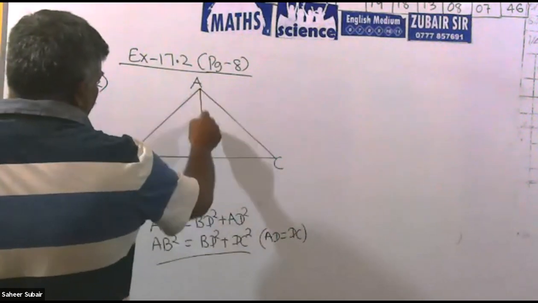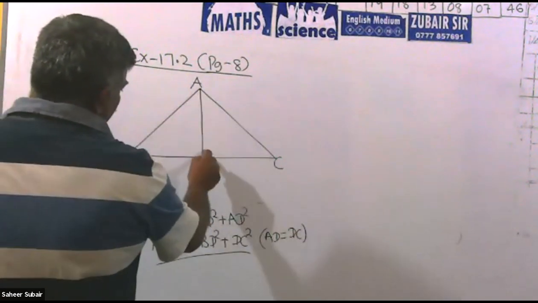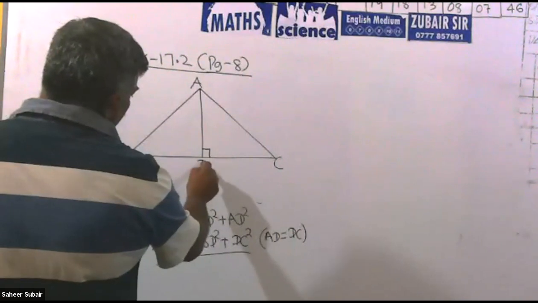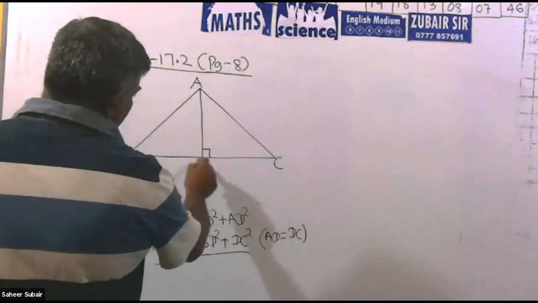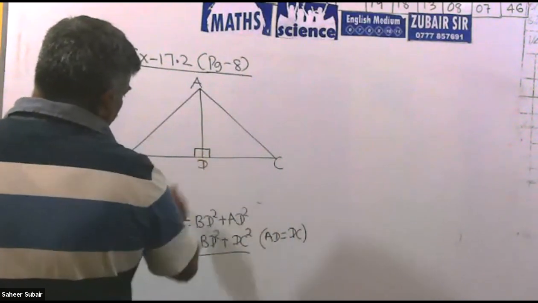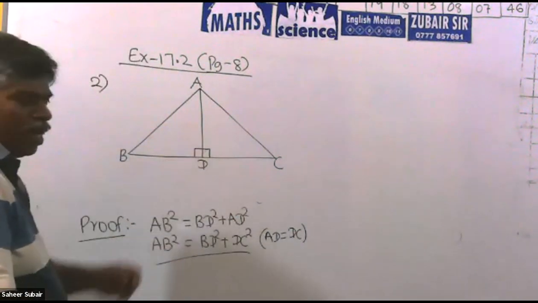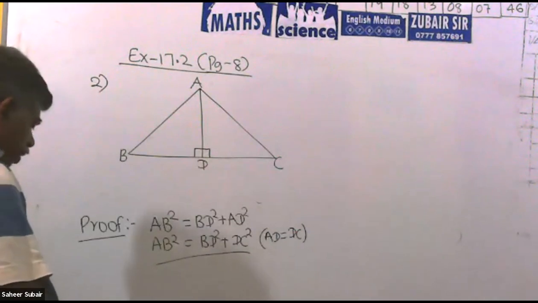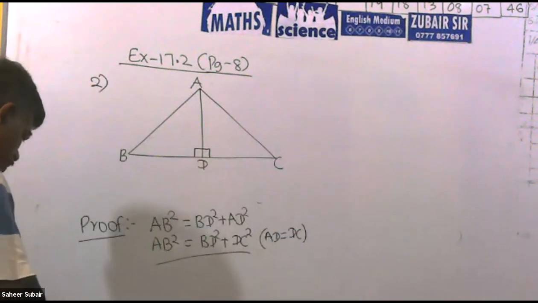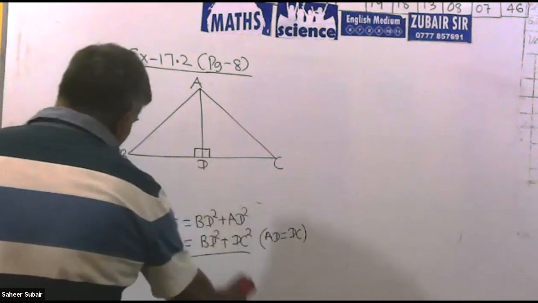AD means you have to start from A and draw a perpendicular that meets BC at D. So AD is perpendicular, then both angles are right angles, perpendicular to BC. Prove that.